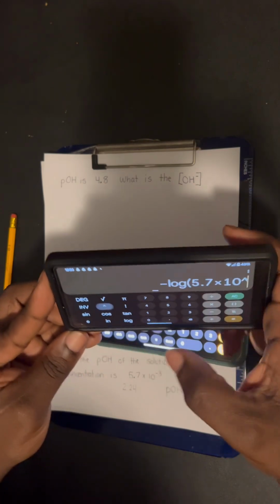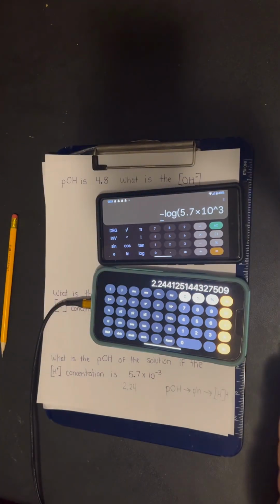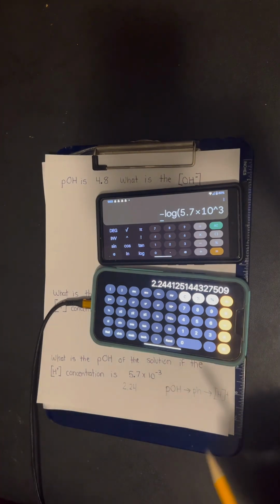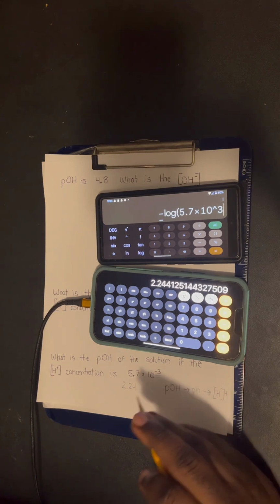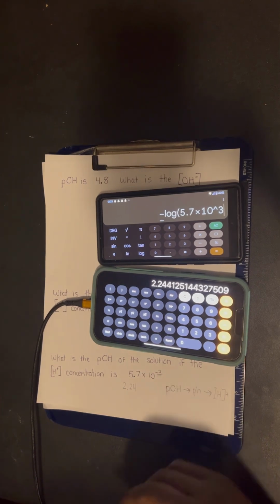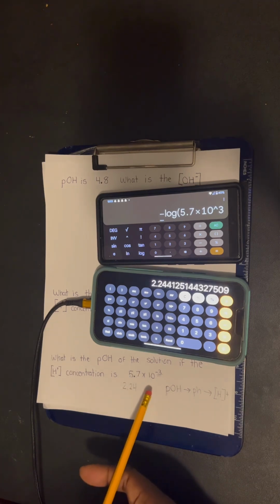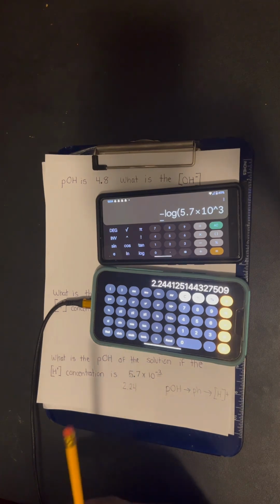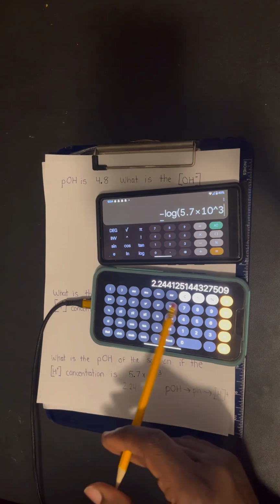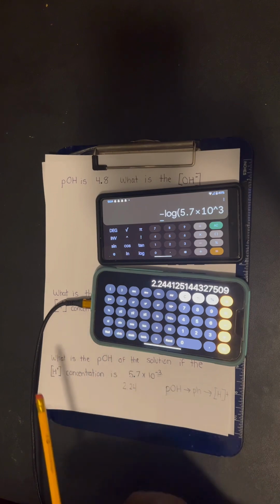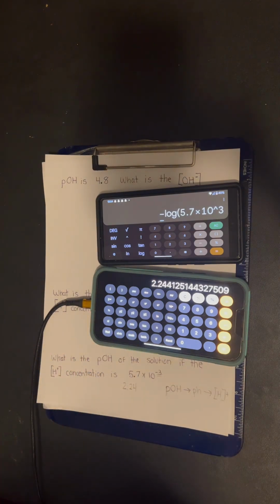to the negative 3. All right, so before I even answer this question, I should have just told you in the beginning, it's a little trick to help you. If you look at the exponent, whatever the exponent is, so let's say this is negative 3, my answer is gonna be between 2 and 3. So I already did it on this calculator and you saw the answer was 2.24.